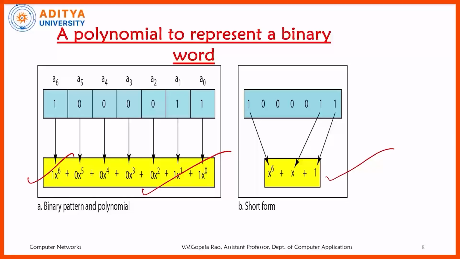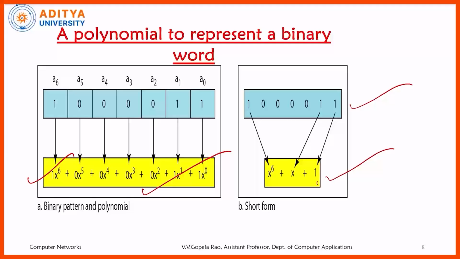So from this you have to derive the binary word like this. How can you derive the binary word? Just compare the given polynomial with the general polynomial. Wherever you find the terms, there you put 1. Wherever you do not find the terms, you put 0 in that particular term.